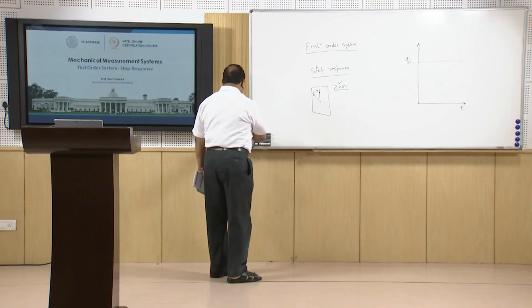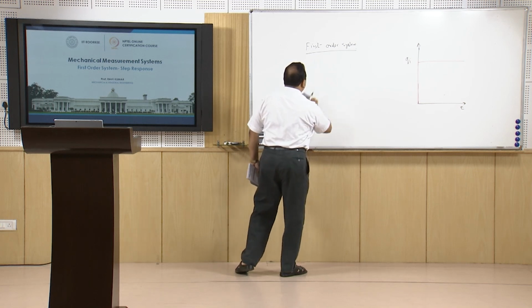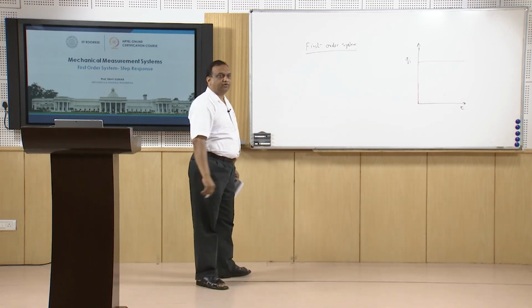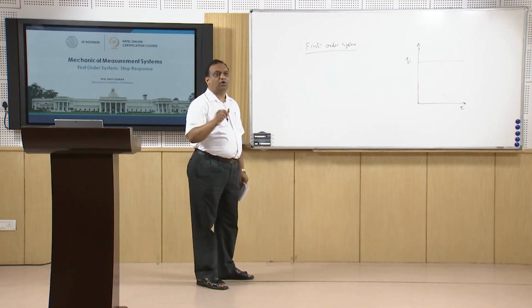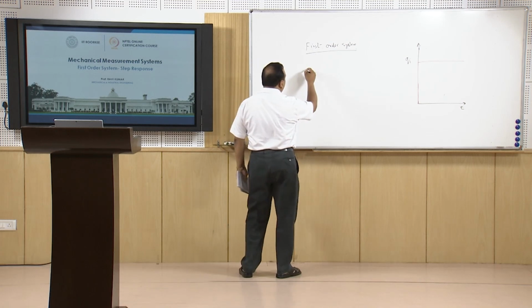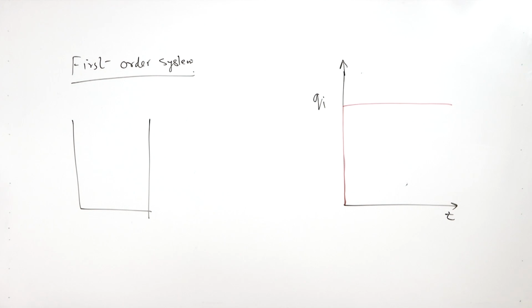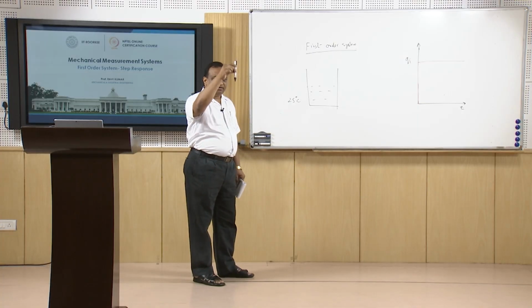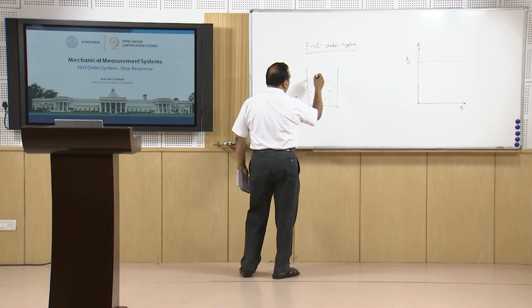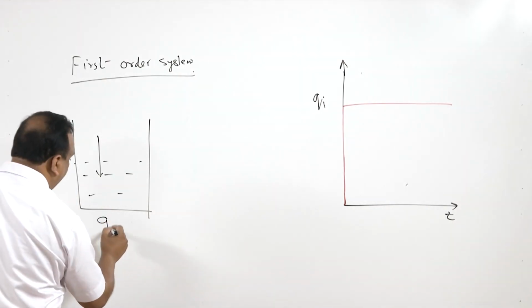Another example of step input, from the mechanical point of view, is quenching of rods or putting a thermometer in boiling water. So if the temperature of the thermometer is at atmospheric temperature, 25 degrees centigrade, and in a pan there is boiling water, let us say boiling at 99 degrees centigrade or 98 degrees centigrade.